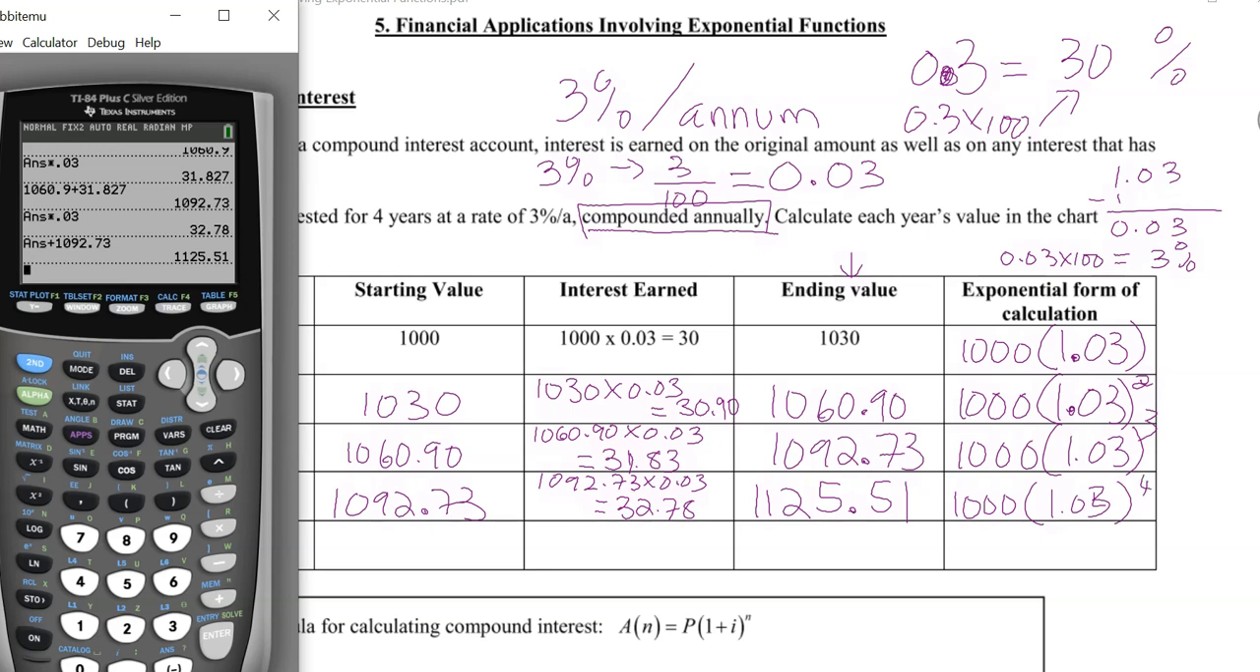And that would be the 4th time that we multiply. So that's now our new starting amount. We have $1,125.51. We multiply that by 0.03 to find out how much interest we earn. So $33.77 in interest this time, $33.77 plus, and then we add on the starting amount for that year, and we get $1159.28.